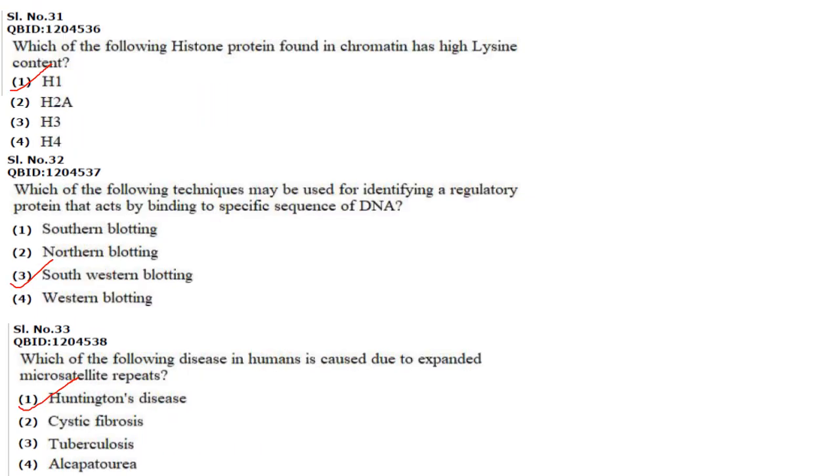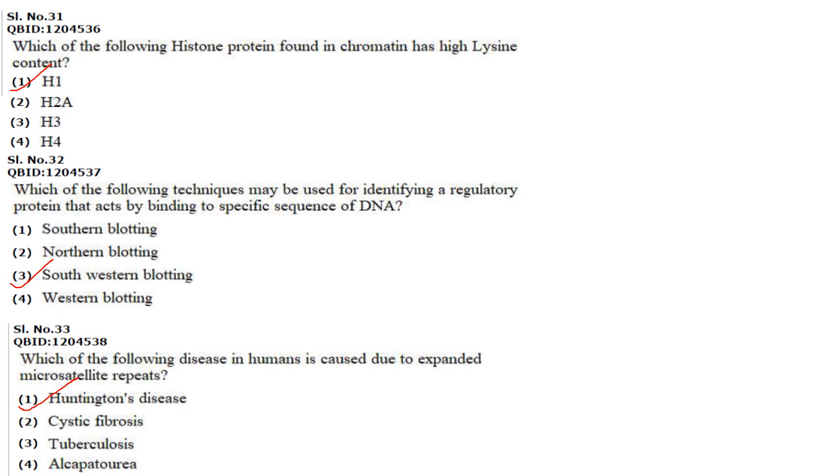Then next one. Which of the following histone proteins found in chromatin have high lysine content? Now you all know that histones are rich in arginine and lysine protein. Now they have asked for which histone protein found in the chromatin has high lysine content. So it is H1 histone that is having high lysine content in the chromatin.